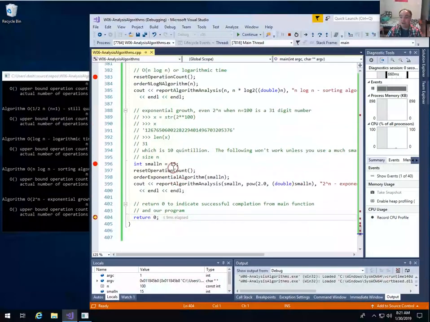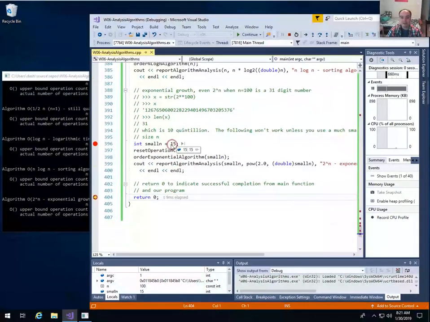So 2 to the 100 is a number with 31 digits. So if you actually left n as 100 here, your computer would be calculating for a long time. In fact, it would probably blow your stack. You probably would run out of memory before you actually reach the end of your calculation, even for an input size of just 100. Right?